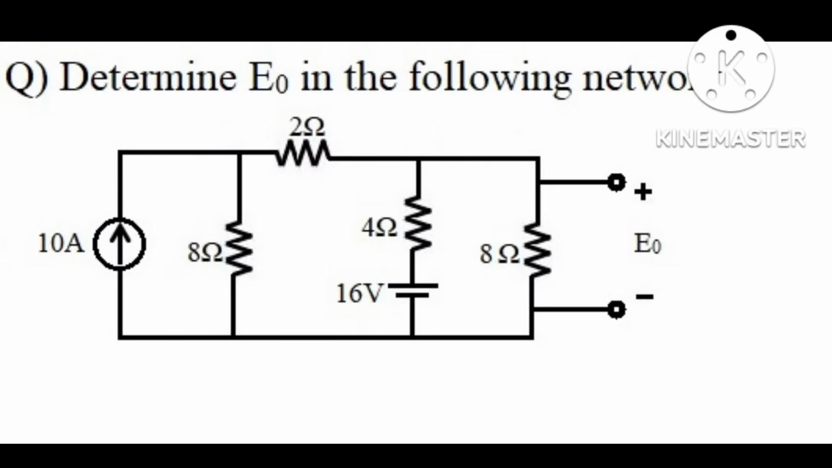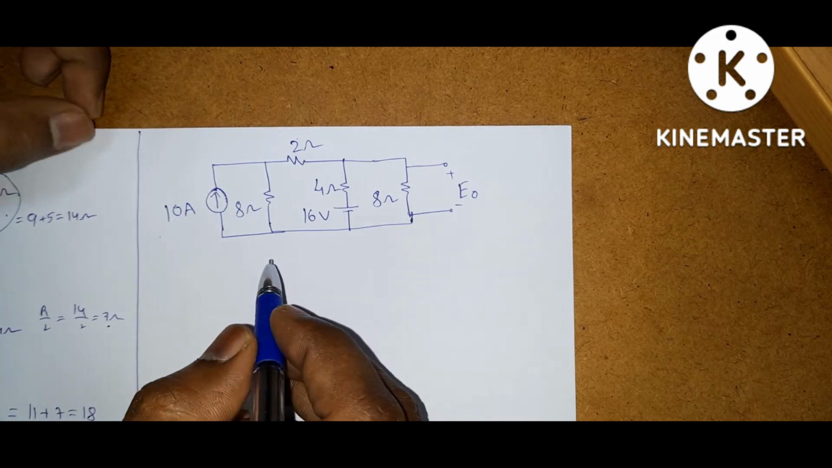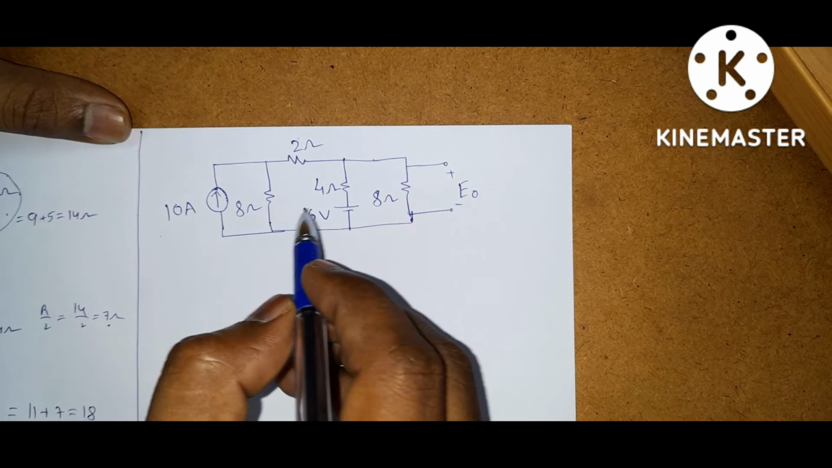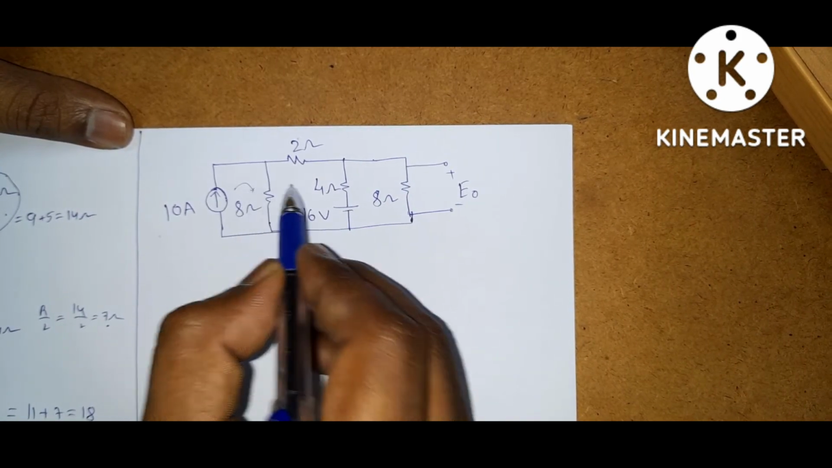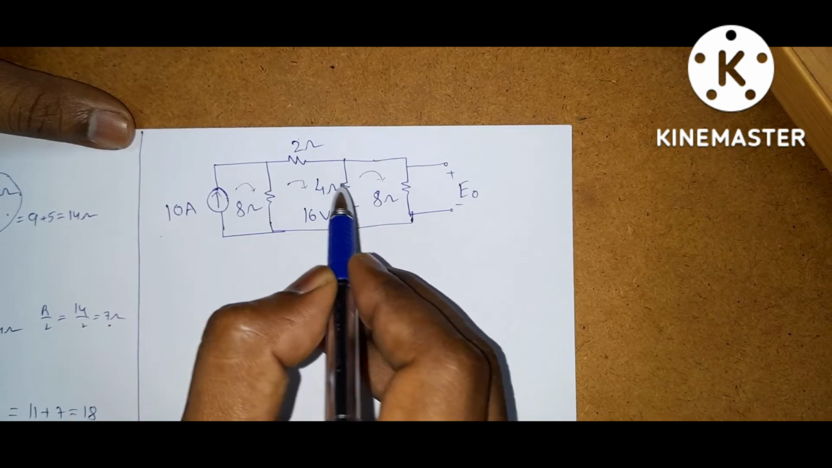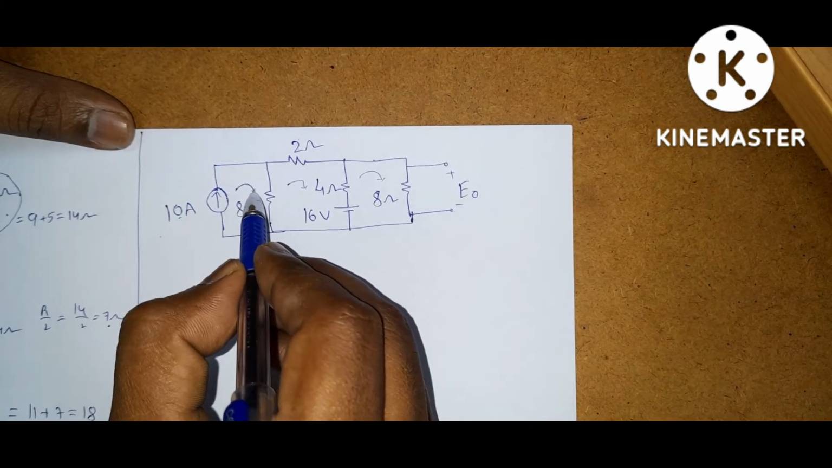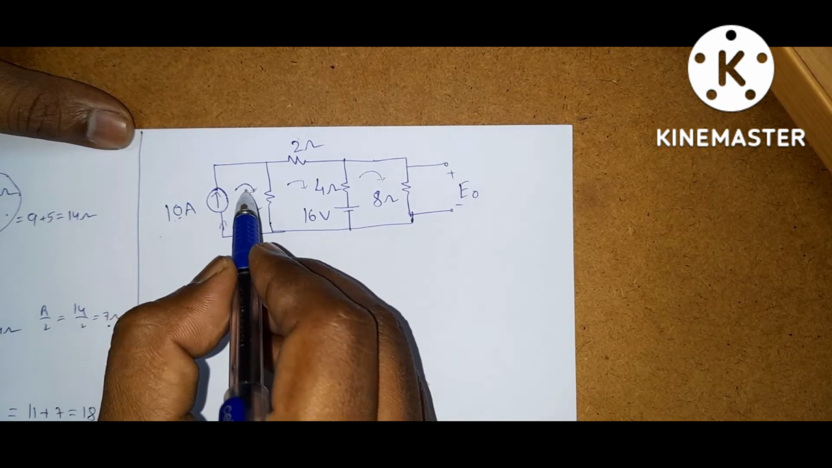Next question is: determine E0 in the following network. This is the given network. This network can be solved by using either nodal analysis or mesh analysis. If you want to solve by using mesh analysis, this is one current, this is another current, and this is another current. This current is already given as 10 amps because this loop current indicates this branch current. This branch current is 10 amps. So this is 10 amps.